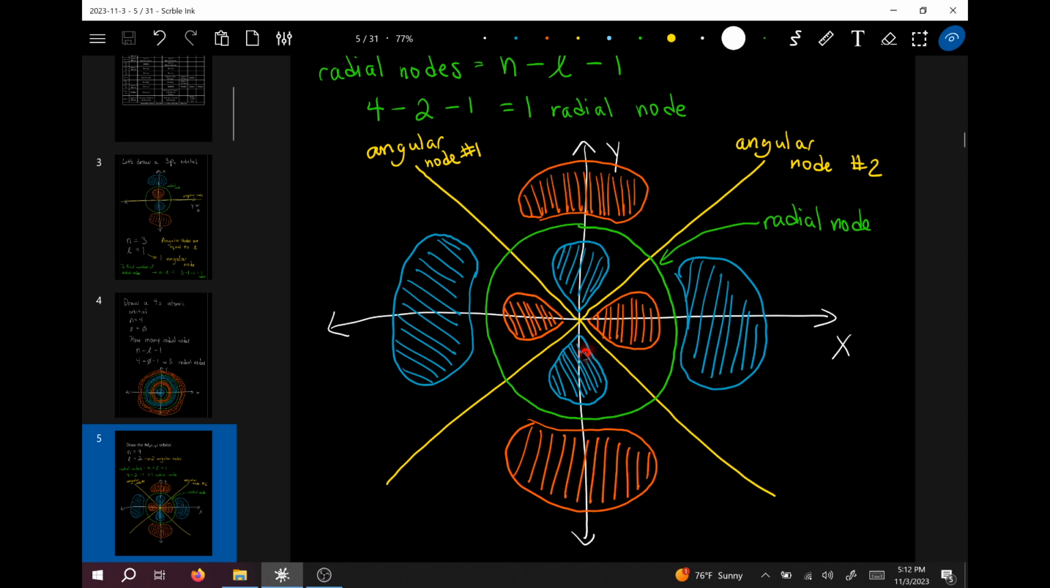It's as if when I go from here to here, you cross the first angular node, it goes to red, and then you cross the second angular node, and you go right back to blue. So we're not breaking any rules in this diagram by going from here to here. It's still obeying the rule that if you cross an angular node or a radial node, the phase has to change. So this is the last example for section 6 for electrons.